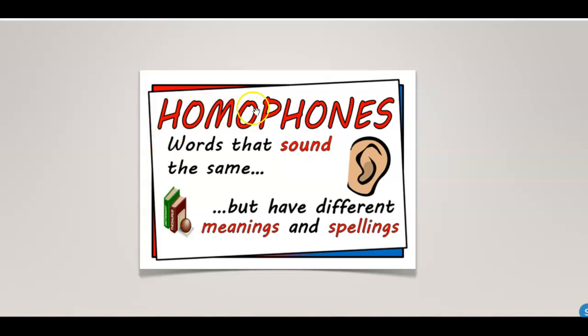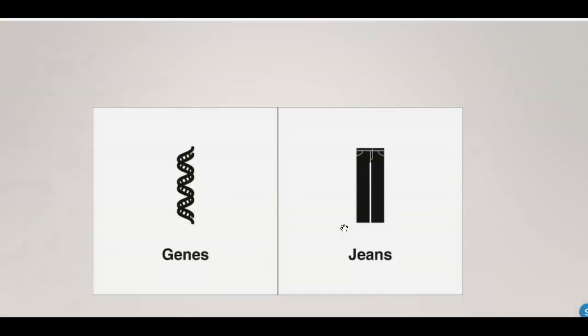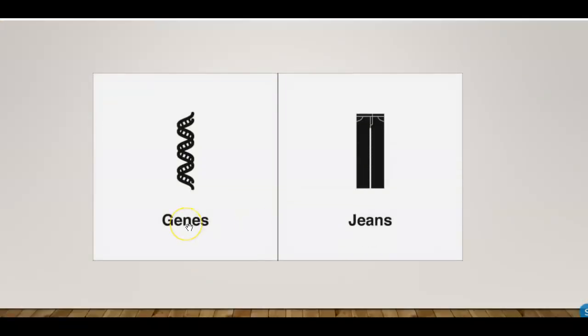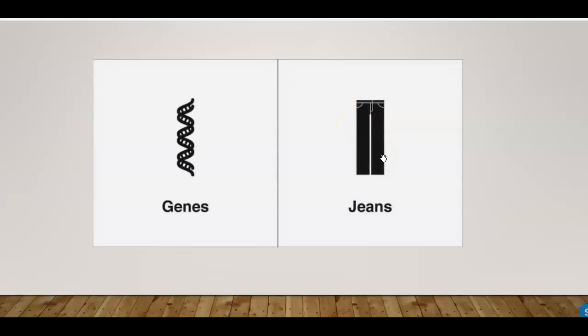Remember, homophones are words that sound the same. Phone means sound. But even though they sound the same, they have different meanings and they are spelled differently. Like genes, as in your DNA, and jeans, as in the pants that we often wear that are made of denim.